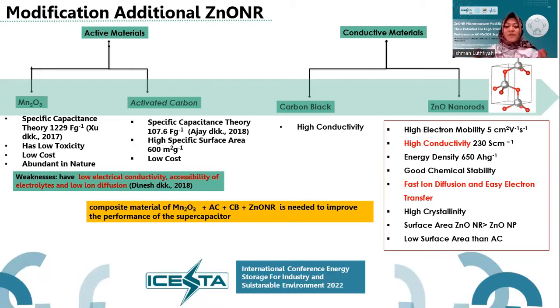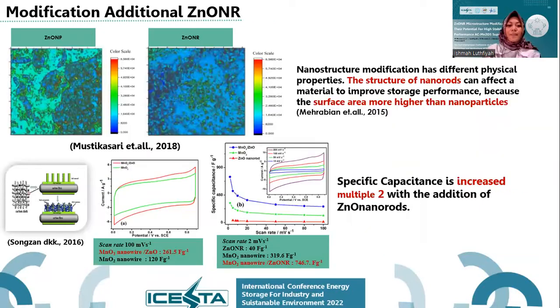So from this problem, we must make a composite material of Mn2O3 with activated carbon, composite again with carbon black, and composite again with ZnONR, which is needed to improve the performance of the supercapacitor. The modification by addition of ZnONR appears in research by Mustika et al. From this research, we know that nanostructure modification gives different physical properties.